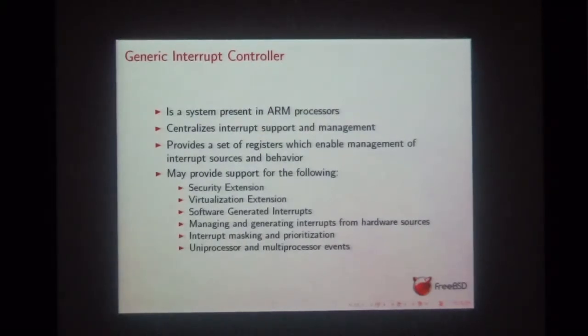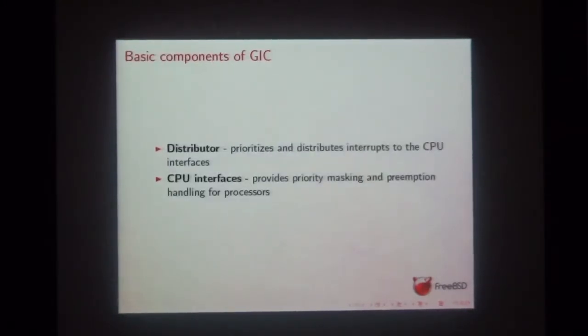And also, it provides support for uniprocessor and multiprocessor events. So it's able to redirect these events to one or more cores, depending on how it was configured. So these are basically the main features provided by the generic interrupt controller. The generic interrupt controller is formed of two important pieces. The distributor basically aggregates all the interrupts and also distributes them to different CPUs. The interrupts are distributed to the CPUs through the CPU interfaces.